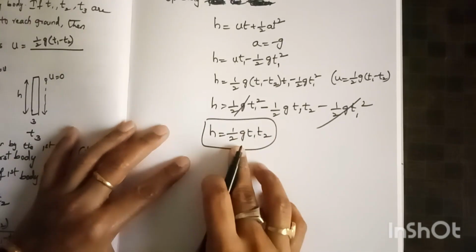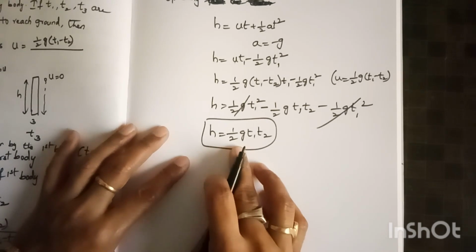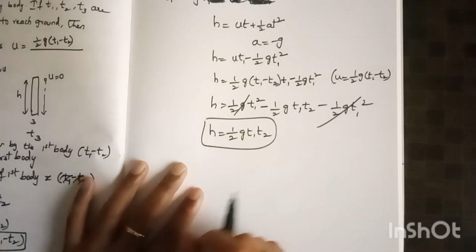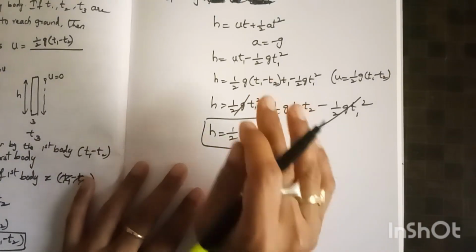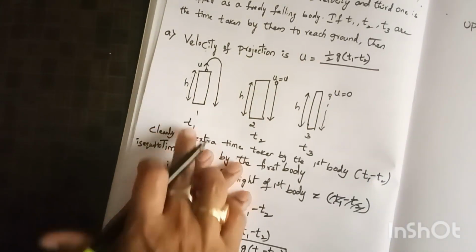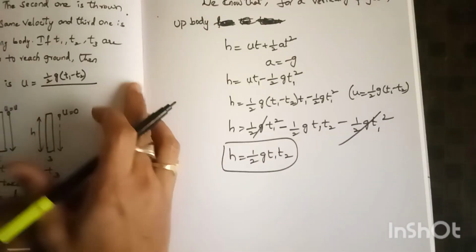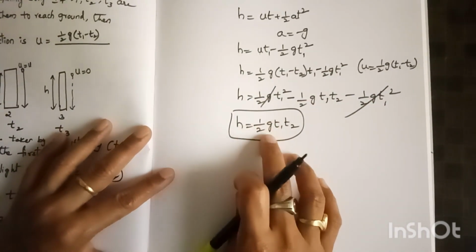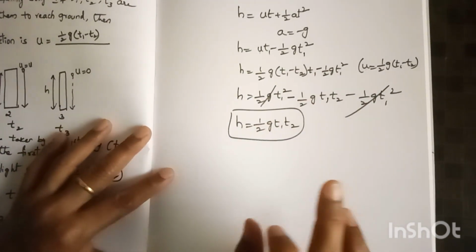So this is the height of the tower which is projected vertically up. So h equals half g t1 t2. Just remember why I am taking t1 here: because we are projecting vertically up only for the first body, of time t1. So I am taking the time as t1. So we got the height of the tower as h equals half g t1 t2.